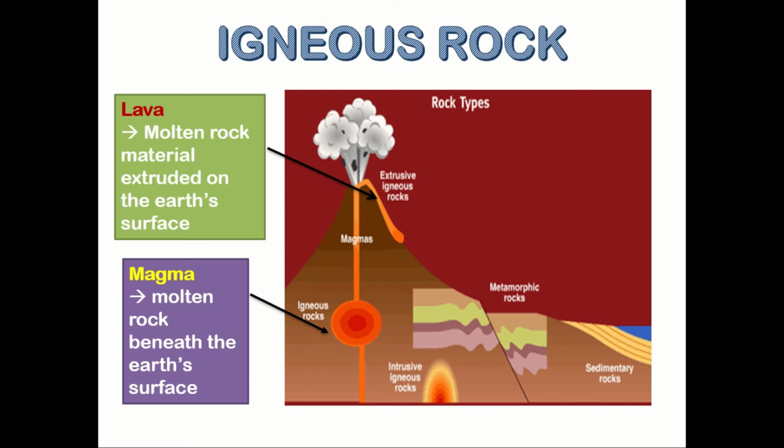Igneous rocks are formed from these two: the magma and the lava. Again, magma is the molten rock beneath the Earth's surface, while lava is the molten rock material extruded on the Earth's surface. So basically, yung magma na nilabas from our volcano became lava. Naiba na yung pangalan niya kapag nakalabas na. Kapag nasa loob, magma ang tawag. Kapag nasa labas na, lava na ang tawag. And from this origin, nabubuo yung ating igneous rocks. Paano siya nabubuo? Kapag ito ay nag-cool down at nag-solidify.